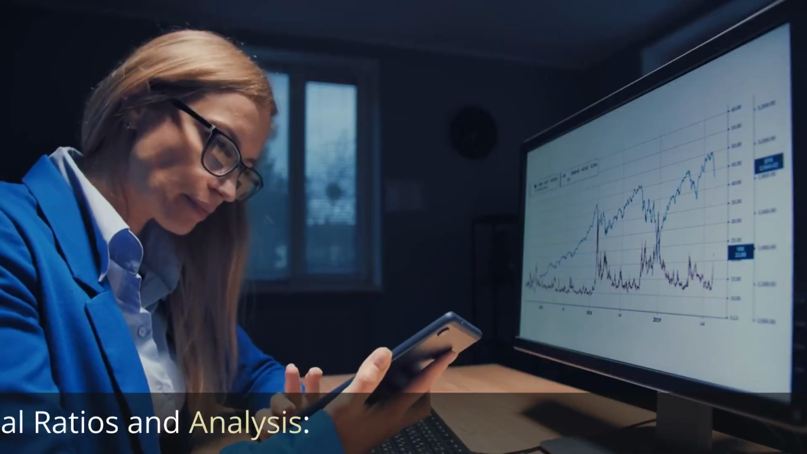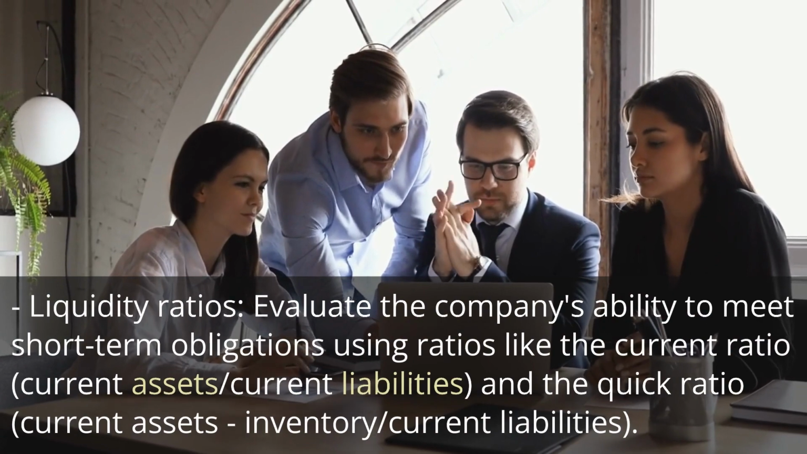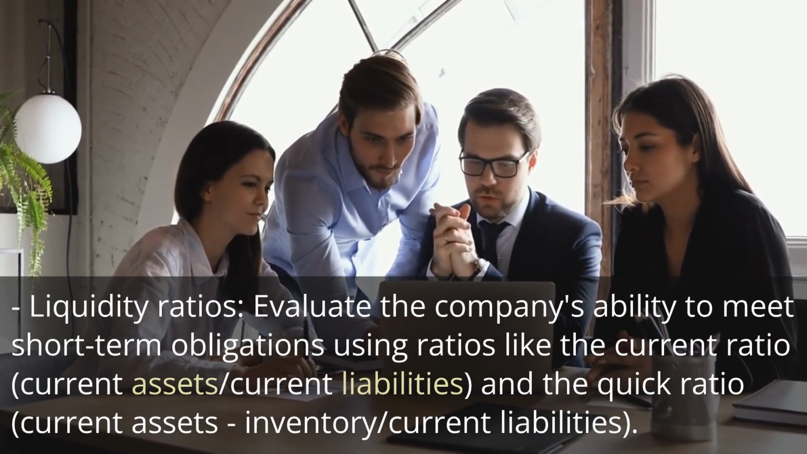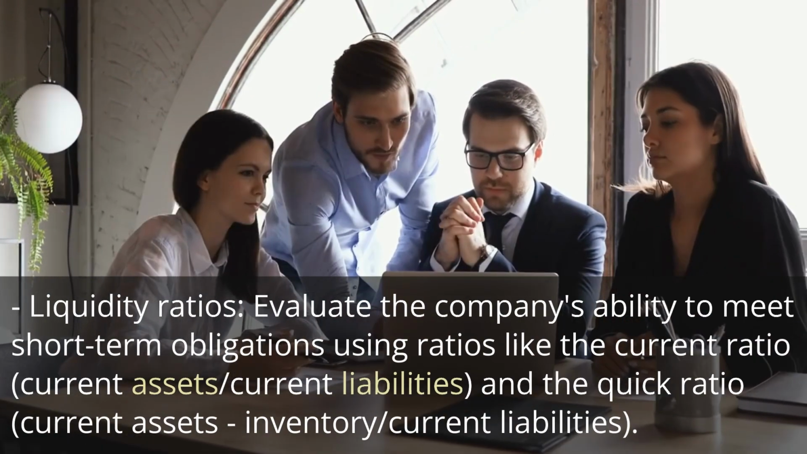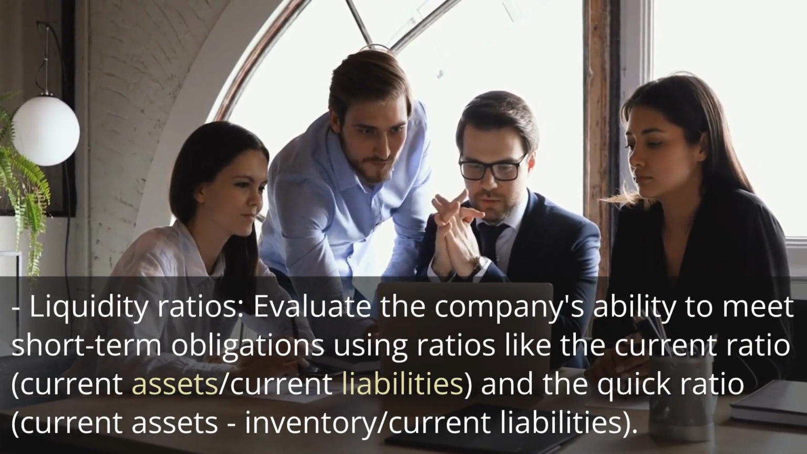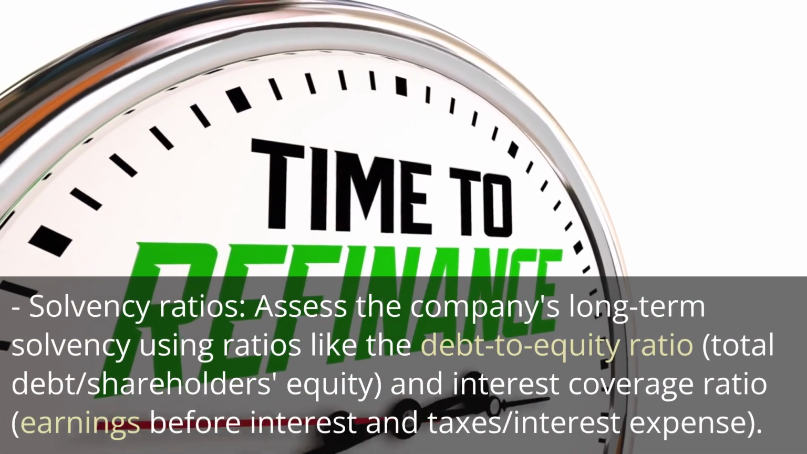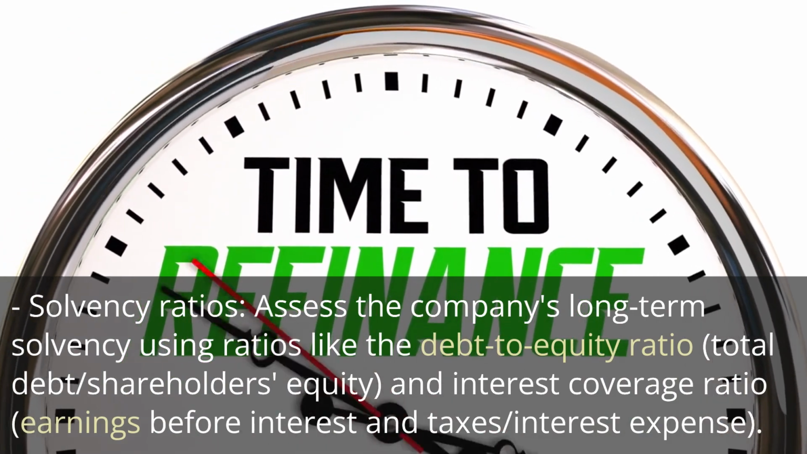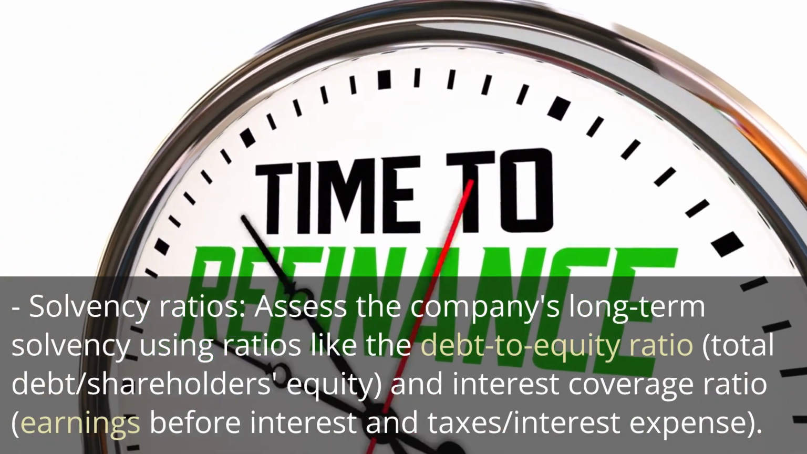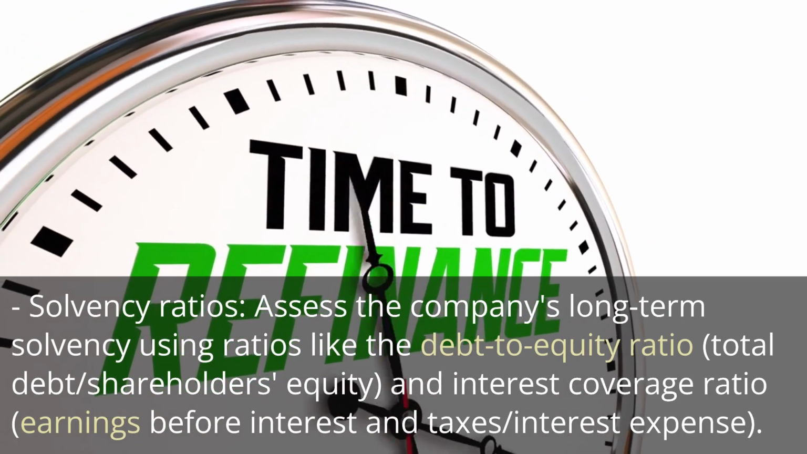5. Financial ratios and analysis. Liquidity ratios, evaluate the company's ability to meet short-term obligations using ratios like the current ratio, current assets over current liabilities, and the quick ratio, current assets minus inventory over current liabilities. Solvency ratios, assess the company's long-term solvency using ratios like the debt-to-equity ratio, total debt over shareholders' equity, and interest coverage ratio, earnings before interest and taxes over interest expense.